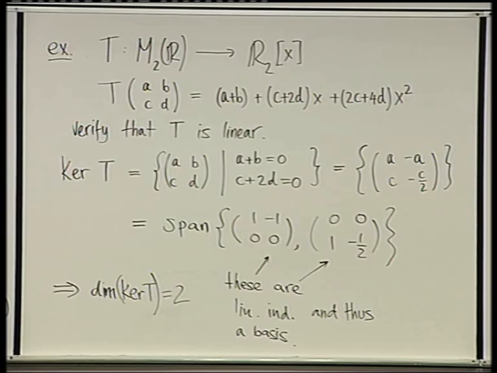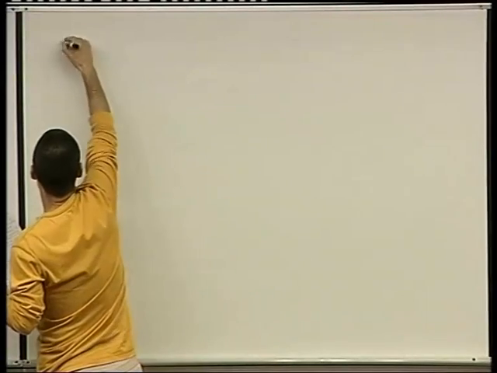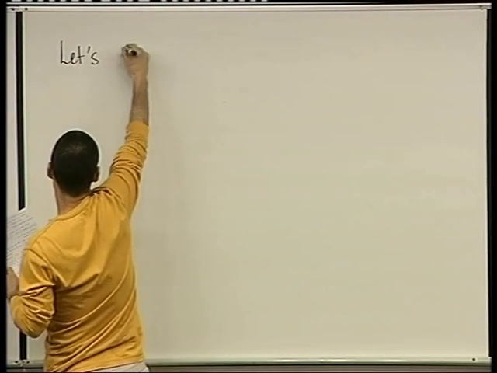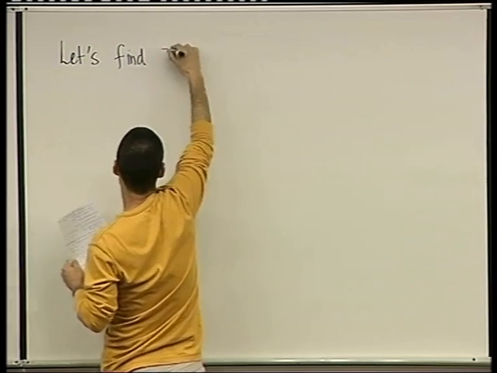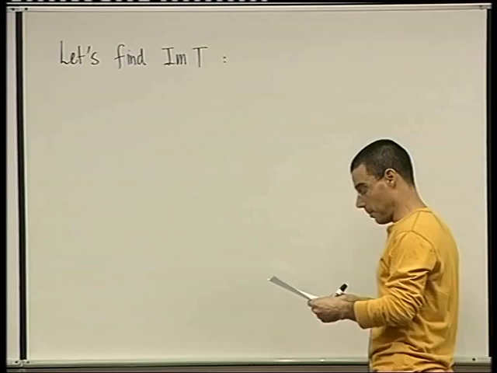We called it U1 to UN. Do T to it. That gives you a spanning set of the range. That was the previous theorem. So, in this example, let's find the image of this T.